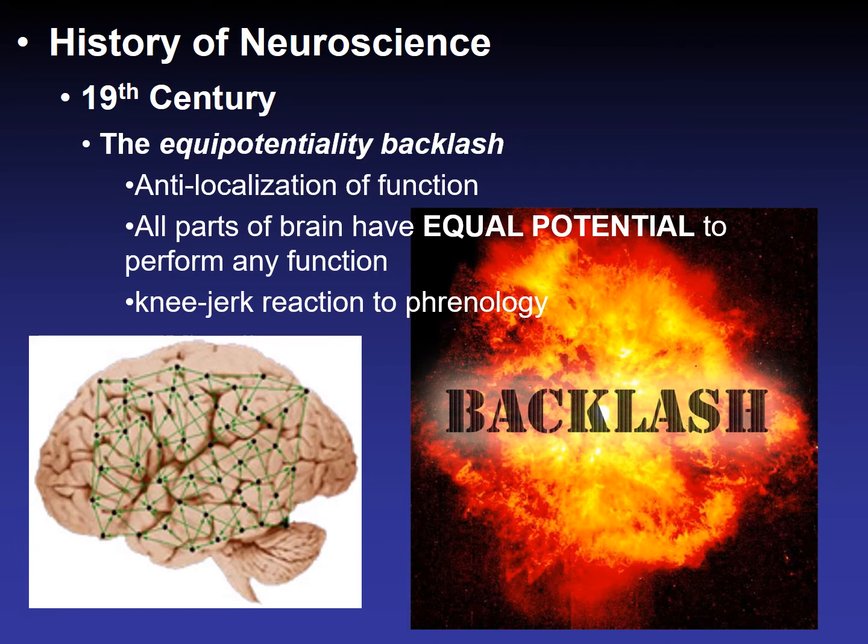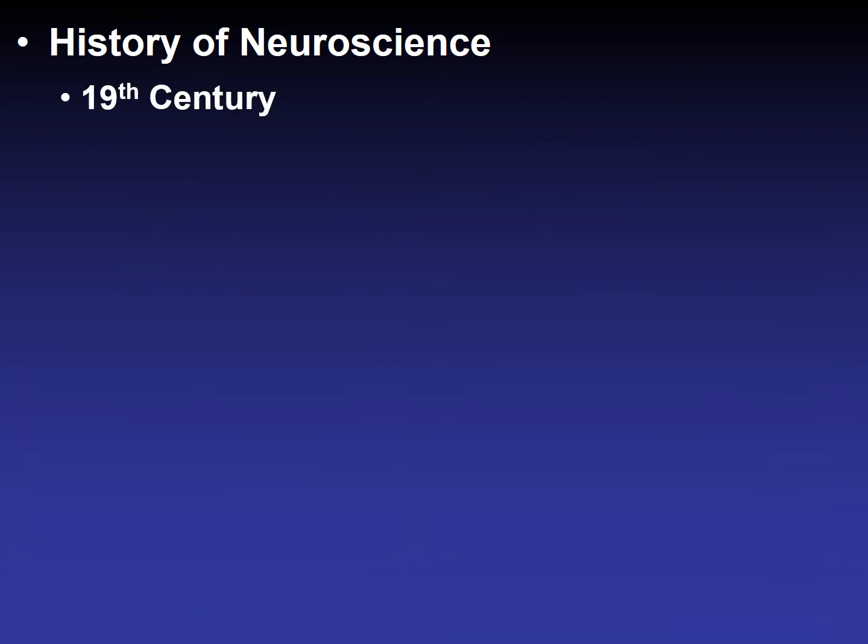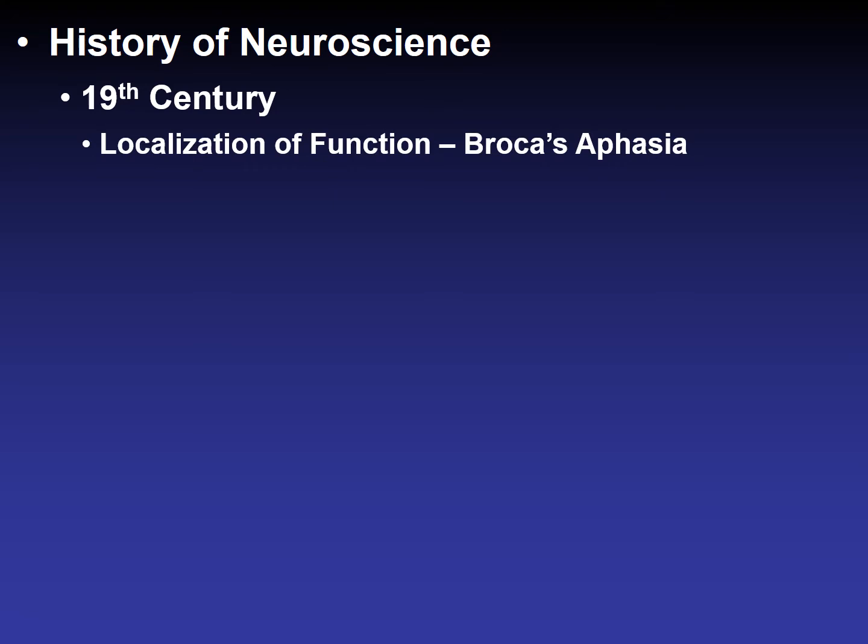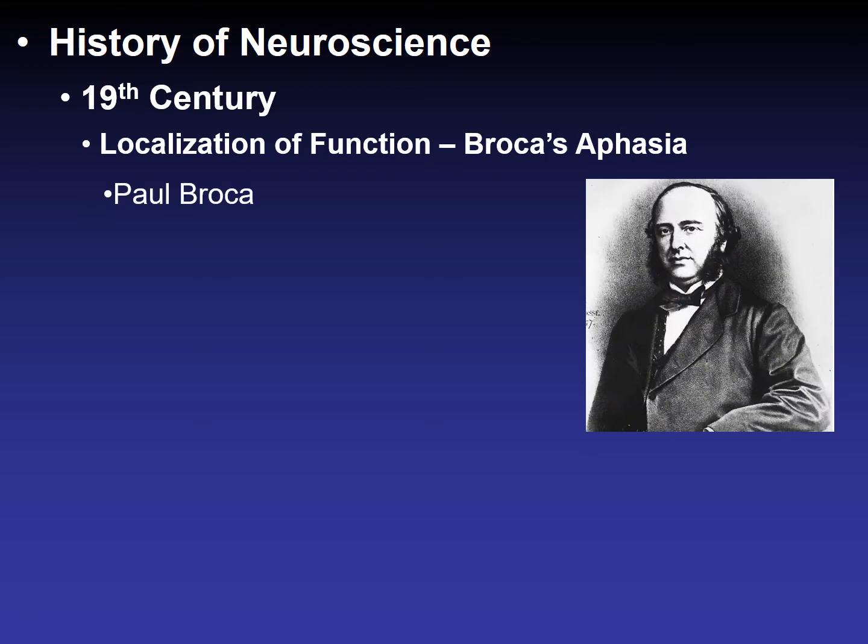So the problem with the equipotentialists is that they threw the baby out with the bathwater. Just because Gall needed to be exiled didn't mean that the idea of localization of function needed to be exiled. But that's kind of what happened, and the equipotentiality folks kind of dominated neuroscience in the early part of the 19th century. But fortunately, we had Paul Broca come along, and he's going to pick up and run with the flag of the localizationists.